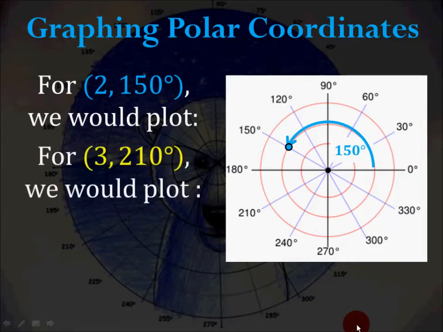If you were to graph 3, 210 degrees, you would go to the third concentric circle, and then go 210 degrees counterclockwise, and you would end up at this point right there. Notice that the grid is broken down into different multiples. Some will also have 45-degree multiples, so it makes it easier to graph points. These points represent how far a point is from the center, in this case 3 units, and in what direction, 210 degrees from the polar axis.